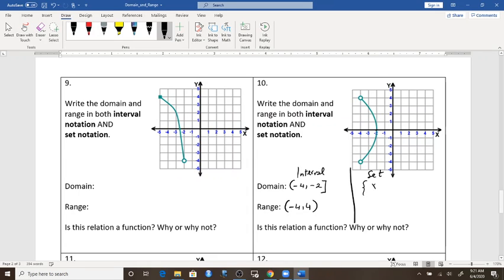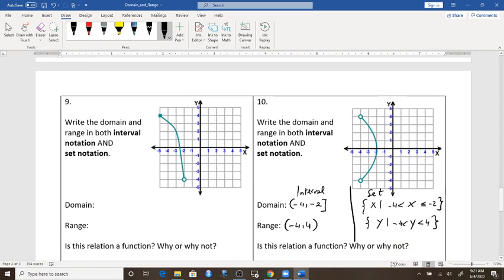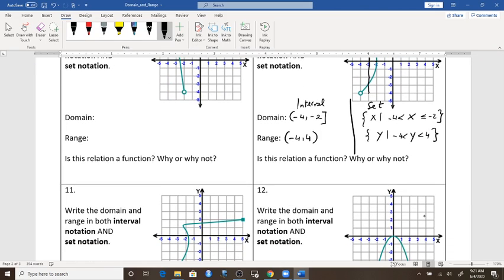In set notation, we write for the domain all the x such that x is between -4 and -2, open at -4 and closed at -2. And for the range, all the values of y such that y is between -4 and 4. Open, so we don't put any equal sign. Is this a function? No. It won't pass the vertical line test. If you draw a vertical line, it will cross the graph twice. So no, it's a relation. It's only a relation.